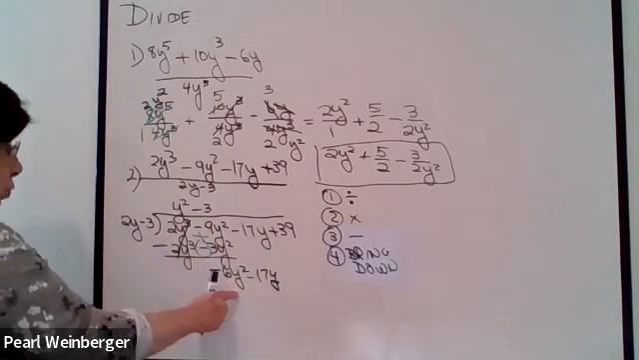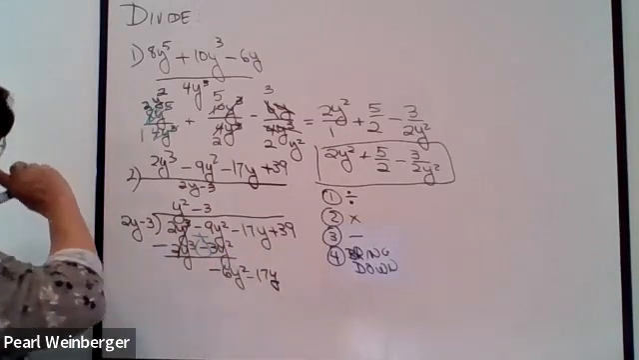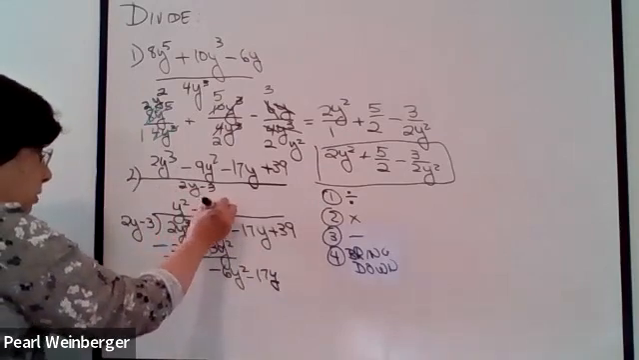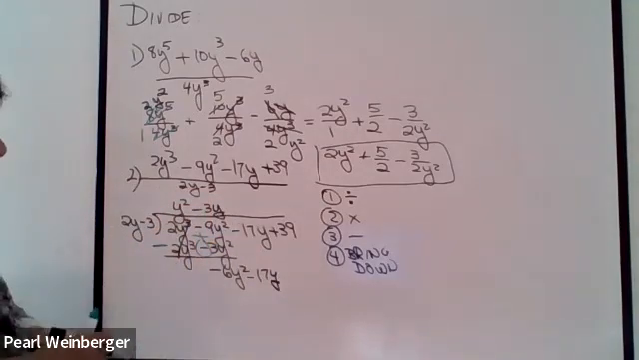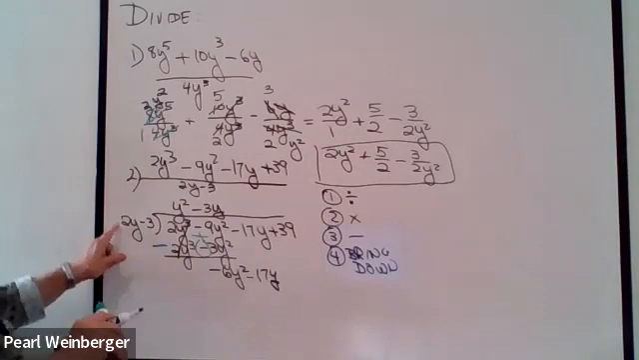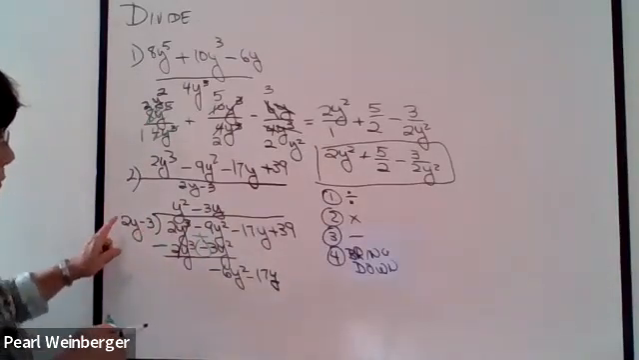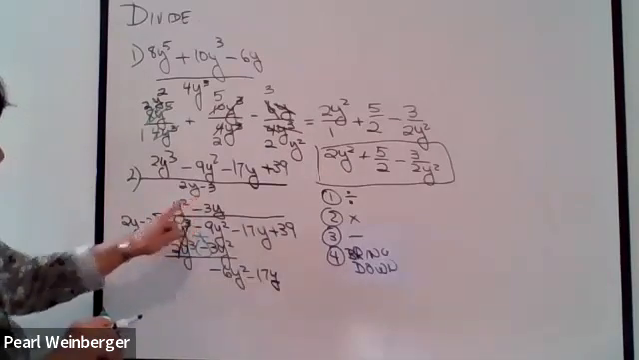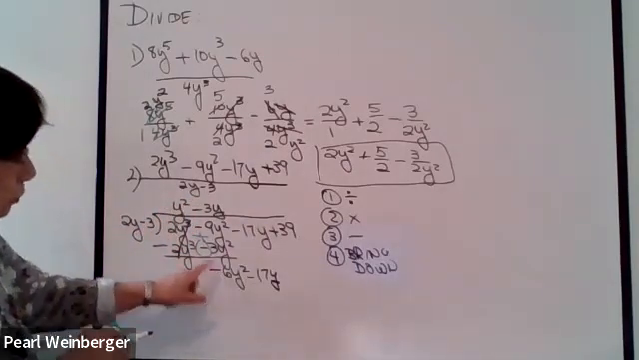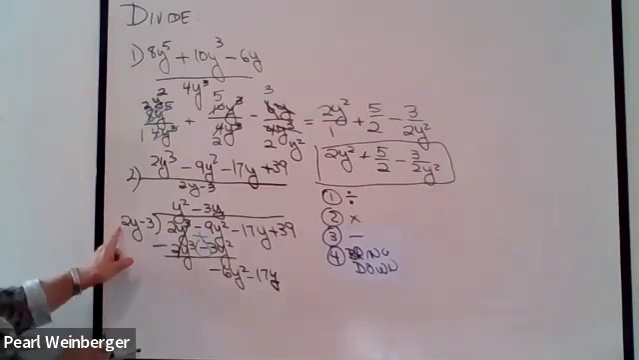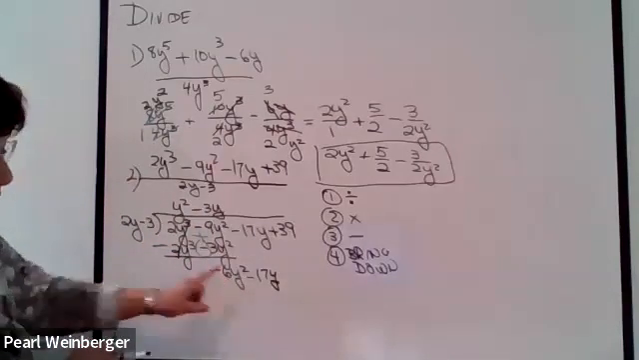And y into y squared. Remember, when we're dividing the variables, we're subtracting exponents. 2 minus 1 is 1. So that gives me -3y. 2y into -6y squared gives me -3y. Again, first term divided into first term.